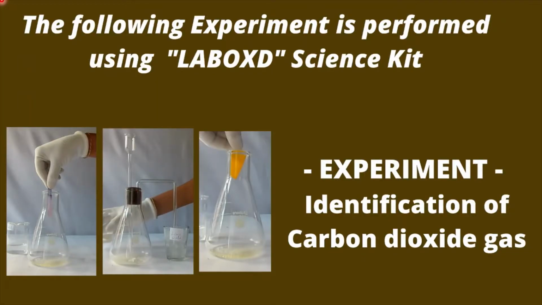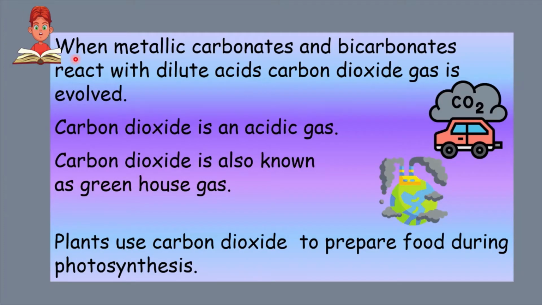In this experiment, we will demonstrate the identification of carbon dioxide gas. When metallic carbonates and bicarbonates react with dilute acids, carbon dioxide gas is evolved. Carbon dioxide is an acidic gas. Carbon dioxide is also known as greenhouse gas. Plants use carbon dioxide to prepare food during photosynthesis.